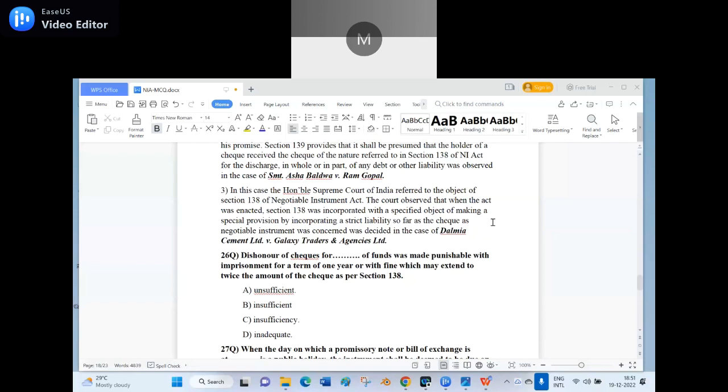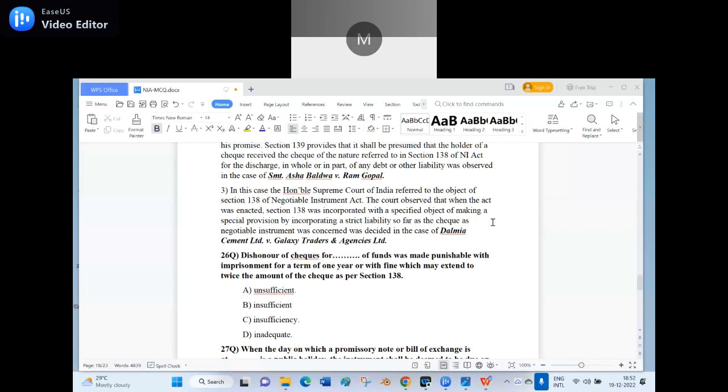26th question. Dishonor of checks for dash of funds was made punishable with imprisonment for a term of 1 year or with fine, which may extend to twice the amount of the check as per section. Option A insufficient, option B insufficient, option C insufficiency, option D inadequate. Which is the appropriate word in the blank?